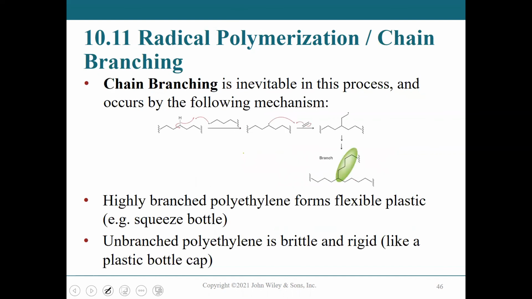Okay. Now you can have branching. Yes, there is branching. You cannot avoid it in the process, and it occurs with the other mechanism because you have branches. And here you have another CH that can be branched, right? So that's something that we cannot avoid, and we cannot do anything to avoid it. Highly branched polyethylene forms flexible plastics, squeeze bottles, right?